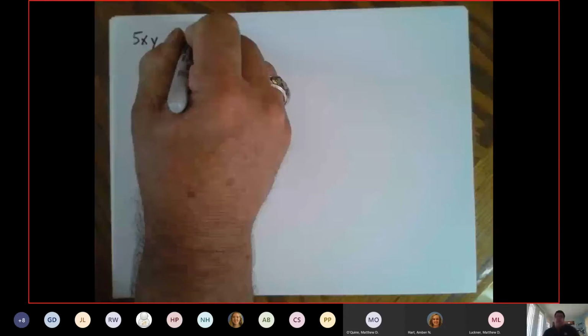Well, we're starting something new right now, so this is implicit differentiation. All right, here's an implicit differentiation problem. It may be a test question. 5xy minus y cubed is equal to 8.